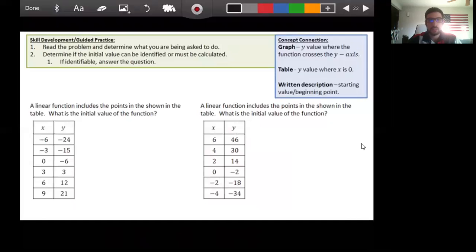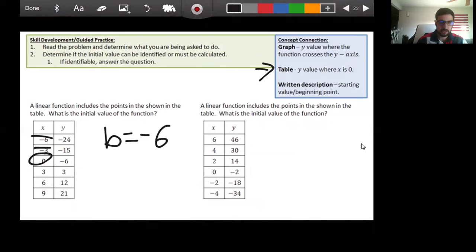So from a table now. If we look at this from a table, it's the y value where x is equal to 0. On a table, we'll need to find when x is 0, and that's going to be our b value, our initial value. So I'm going to say b equals, I need to find when x is 0. Right there. When x is 0, y is -6, which means that would be our point on the y-axis. B would be equal to -6. Go ahead and pause your video, do the one on the right.